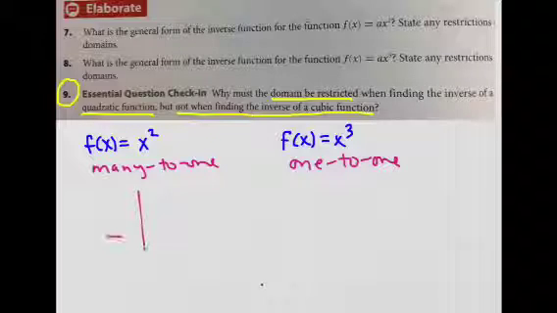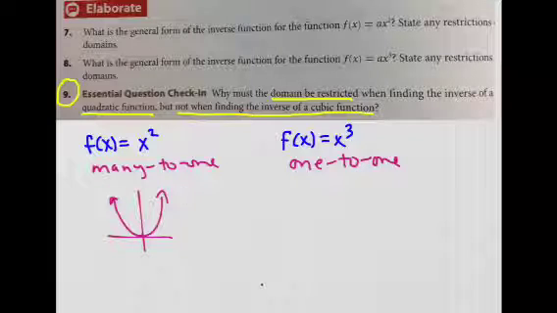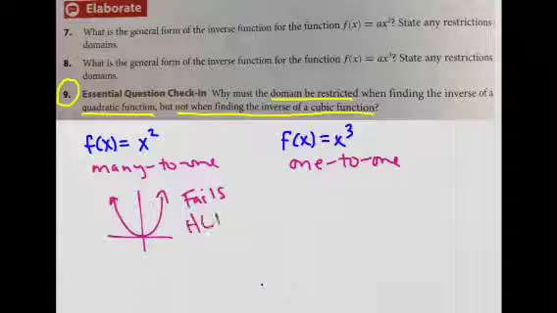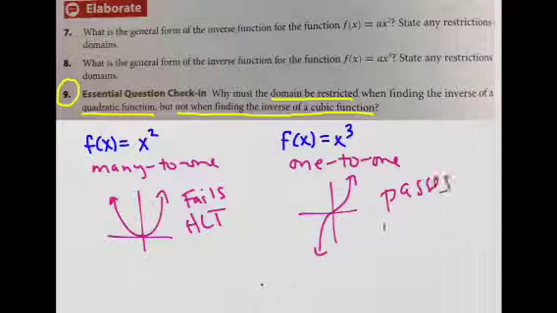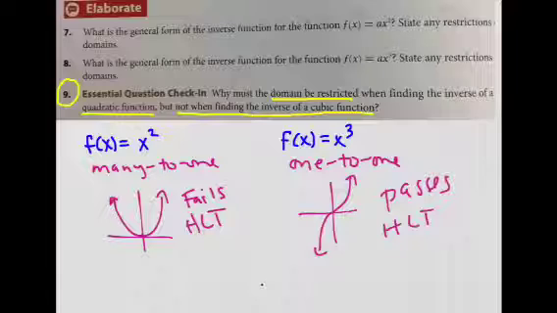If you look at the graphs, this one fails the horizontal line test, whereas this one passes the horizontal line test. So those are acceptable explanations for why you have to restrict the domain for the quadratic but not the cubic function.